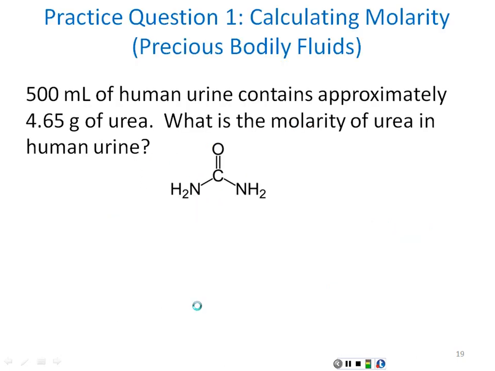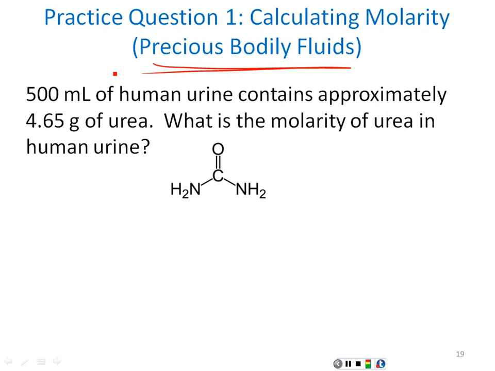Let's try our first practice question. In honor of General Ripper, we're going to talk about some bodily fluids. So 500 milliliters of human urine contains approximately 4.6 grams of urea. What is the molarity of urea in human urine?